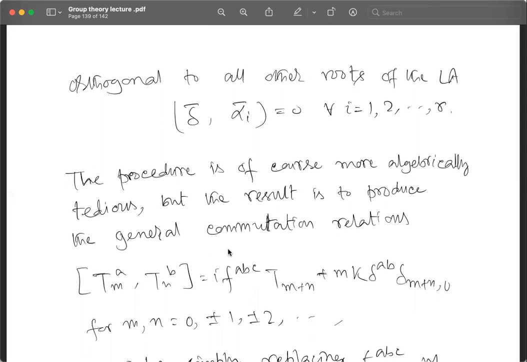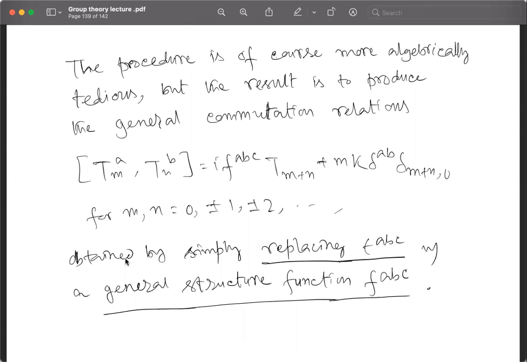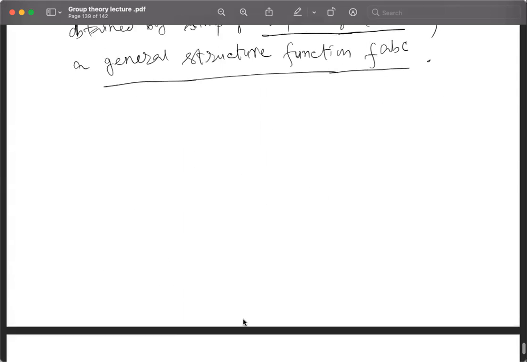And here, if you remember the SU2 case, this was epsilon^{abc}, but for any generic algebra, which is not SU2, the structure constants will be defined, and for that we have this f^{abc}, and we have this invariant term. And this, as I mentioned just a few seconds back, is obtained by simply replacing epsilon^{abc} with a more generic structure constant function f^{abc}.